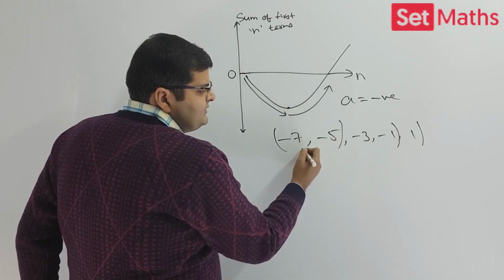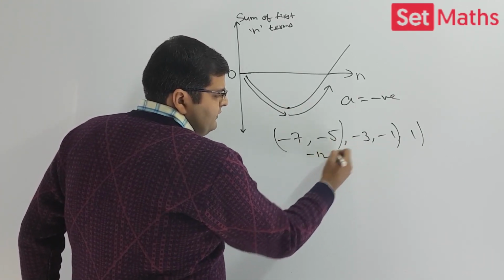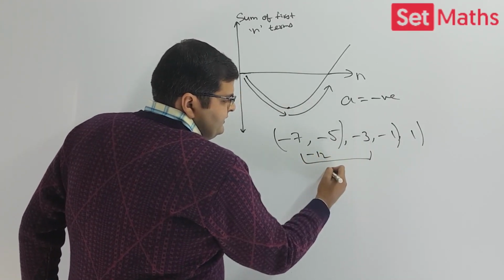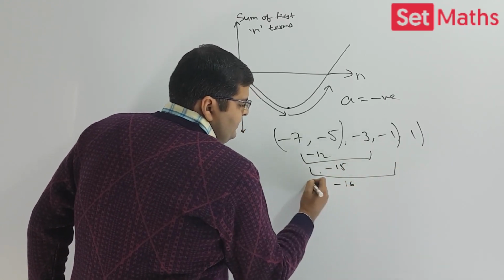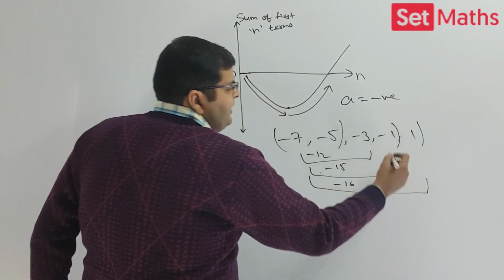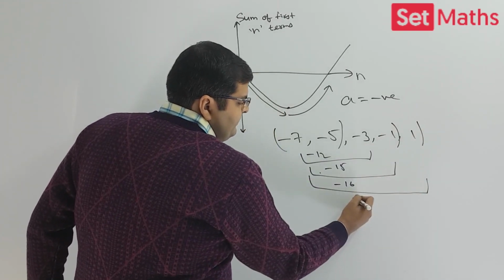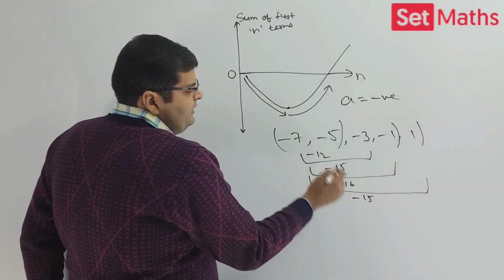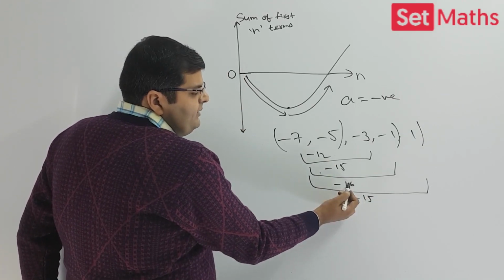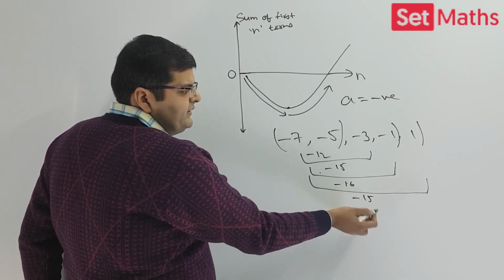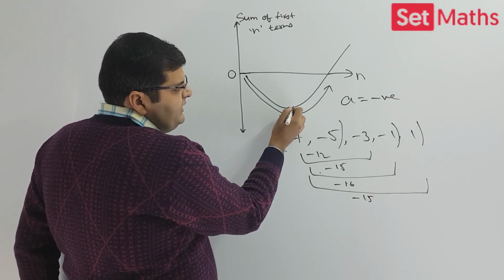If you add the first 2 terms, that is minus 12. If I add the first 3, it is minus 15. If I add the first 4, it is minus 16. But as soon as I encounter the first positive term, it becomes minus 15. So it is still negative, but it is more than minus 16. Minus 15 is greater than minus 16.